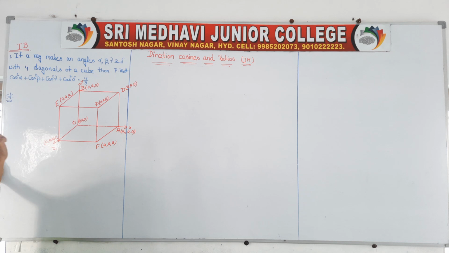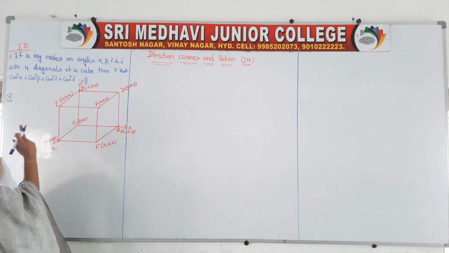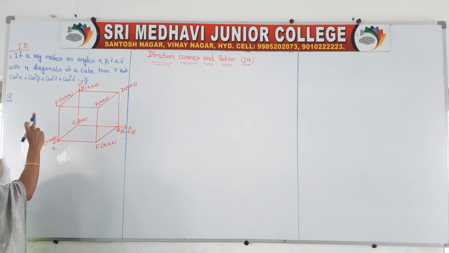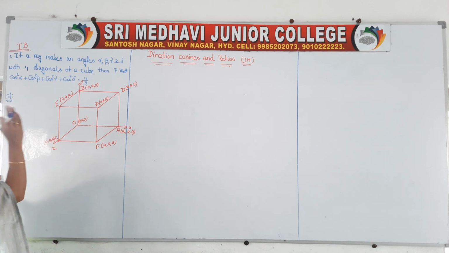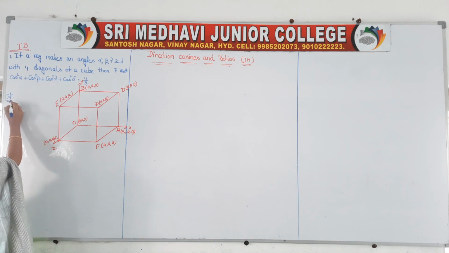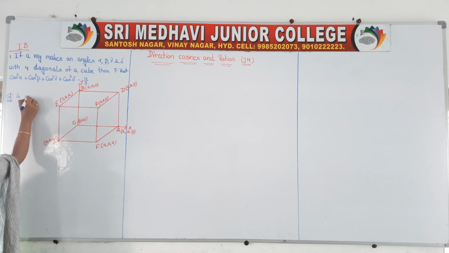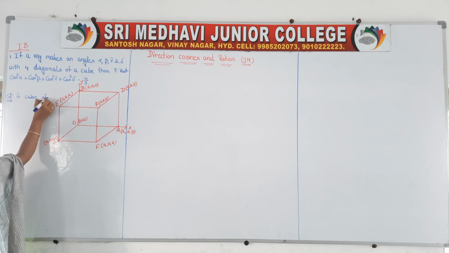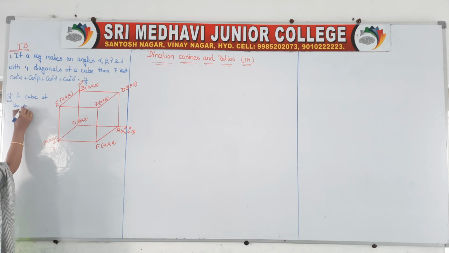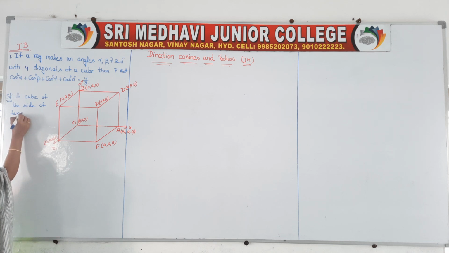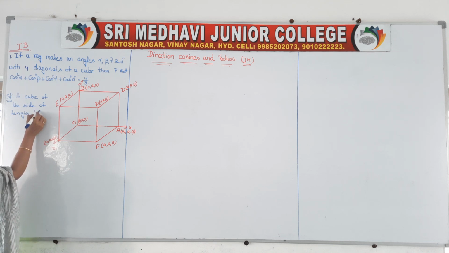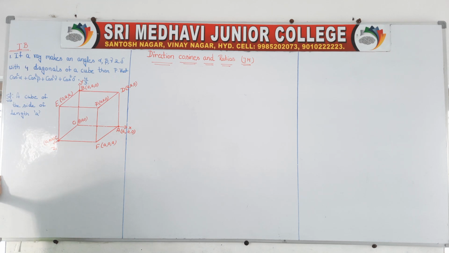So if we take one ray, that ray makes angles alpha, beta, gamma, delta with the 4 diagonals. Then prove that cos square alpha plus cos square beta plus cos square gamma plus cos square delta is equal to 4/3. Okay, so come on. Solution: you consider a cube of side length a, small a.